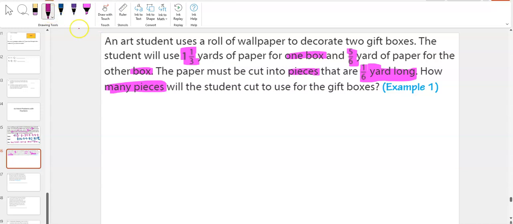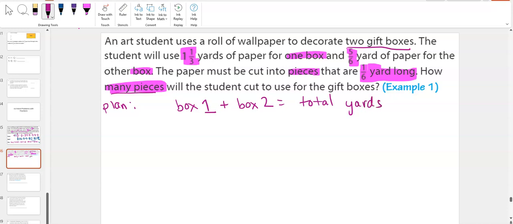Okay, so I know that we have those 2 gift boxes and we know the 2 sizes of them and we need the 1/6 of a yard. And what we need to know is how many total pieces we're going to use. So I'm going to make out my plan. My plan is to take box 1, the yards you need for box 1, and add it to box 2, to get the total yards of paper.